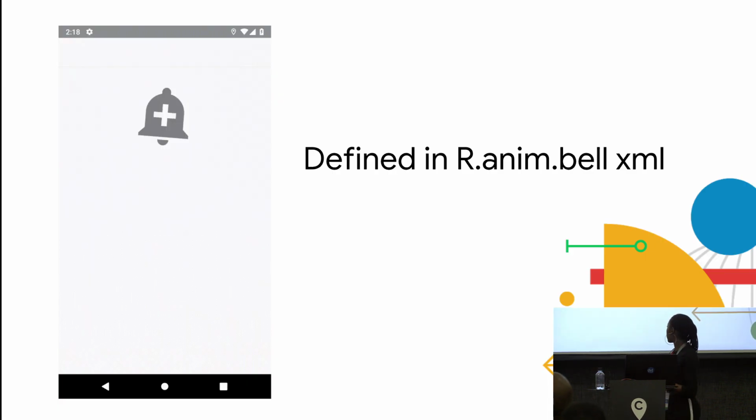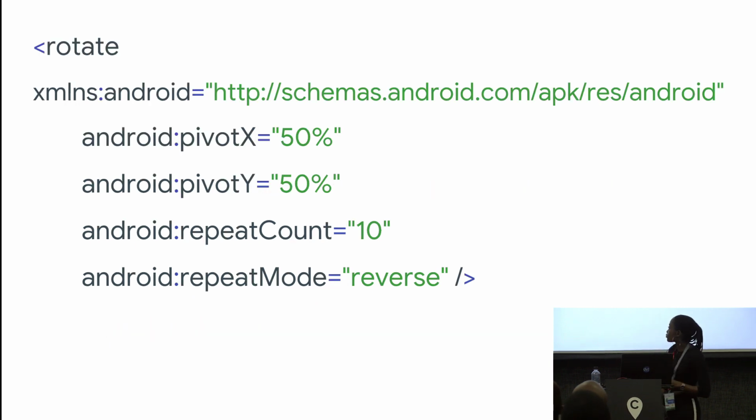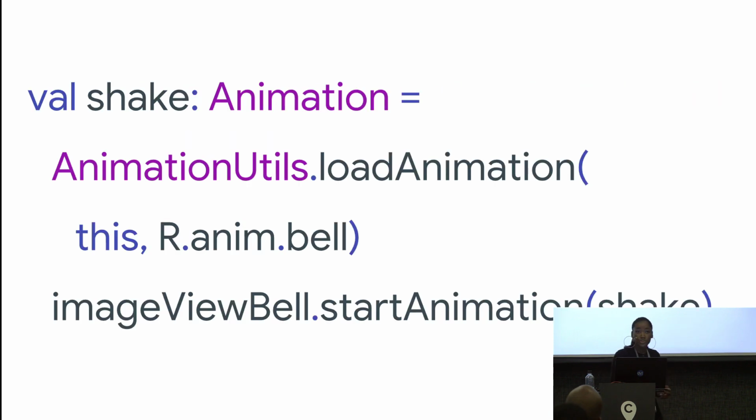So if you would like to animate a bell, for example, I've always wondered how this is done. So here we define a rotate tag. And you don't have to worry about the schema. We set its duration to 2.9 seconds. We give it degrees. And we give it the pivot X and pivot Y. The repeat count, we want it to go 10 times, and the repeat mode is reverse, because we want it to keep playing. If it finishes its animation, it must go from the ending point back to the starting point if it's in reverse. And this is how you would do it in code.